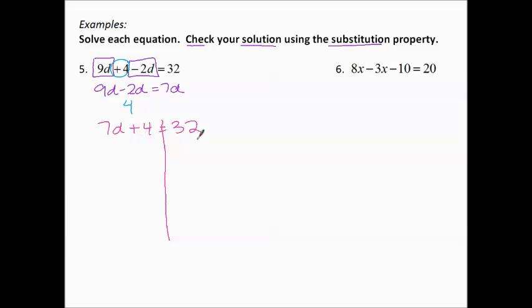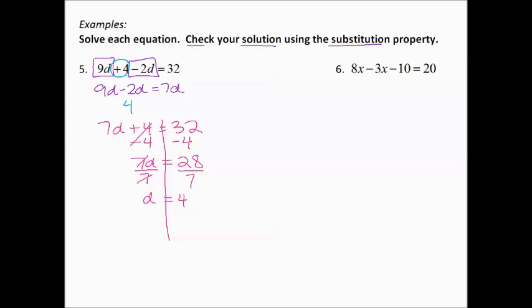Now my job is to solve the equation and figure out what the value of d is. So notice when I start solving my equation, I have a plus 4. I'm going to do the opposite using my subtraction property of equality, subtracting 4 from both sides. My 4's will cancel. Plus 4 minus 4 gives me 0. 7d is going to be equal to 32 minus 4, which is 28. My last step here is multiplication, 7 times d, so I'm going to divide both sides by 7. My 7's will cancel. d is equal to 4.